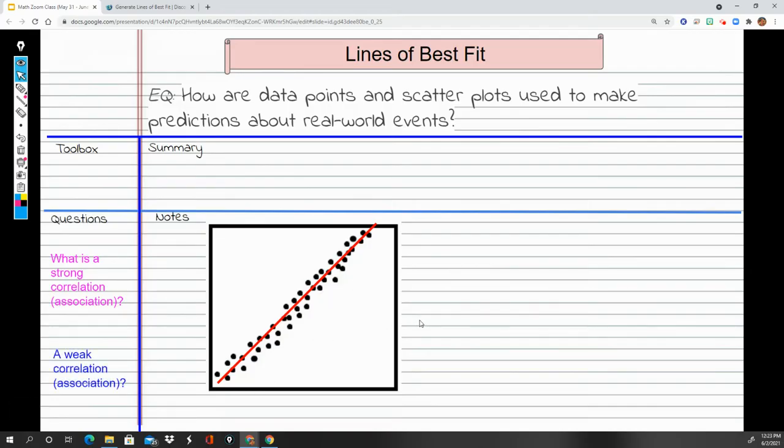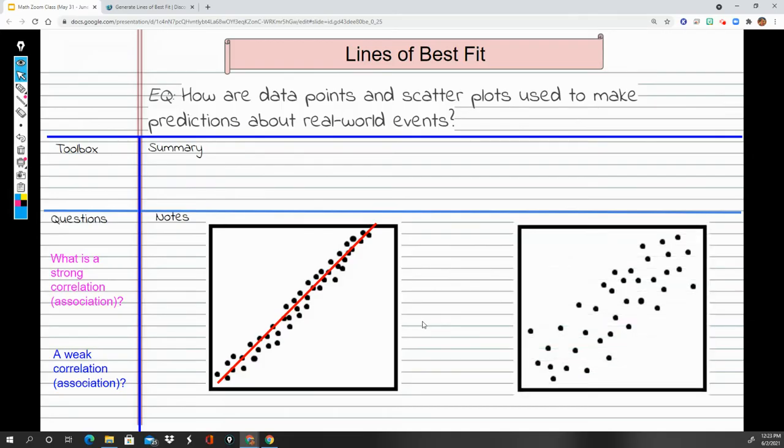Now let's compare that to this one. Notice how the points are much farther apart from each other. So it becomes a little bit harder to decide where to put that line of best fit, just eyeballing it. But there it is. So what we have is our strong and weak. This is a strong correlation, and this is a weak one. Specifically, both of these are heading up, so both are positive correlations.